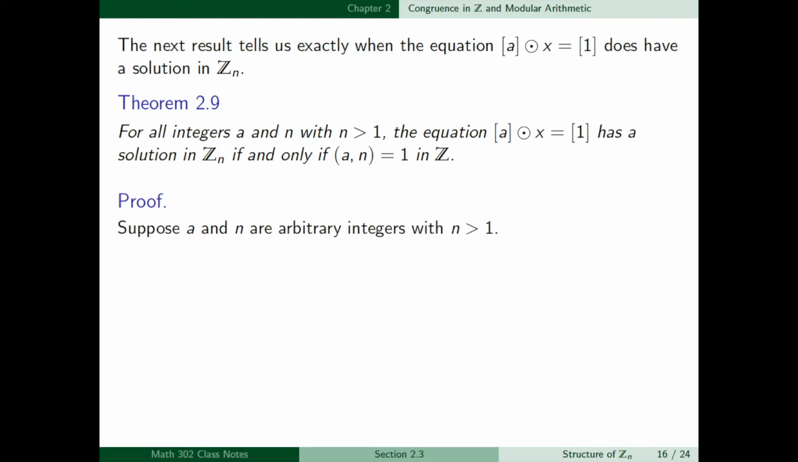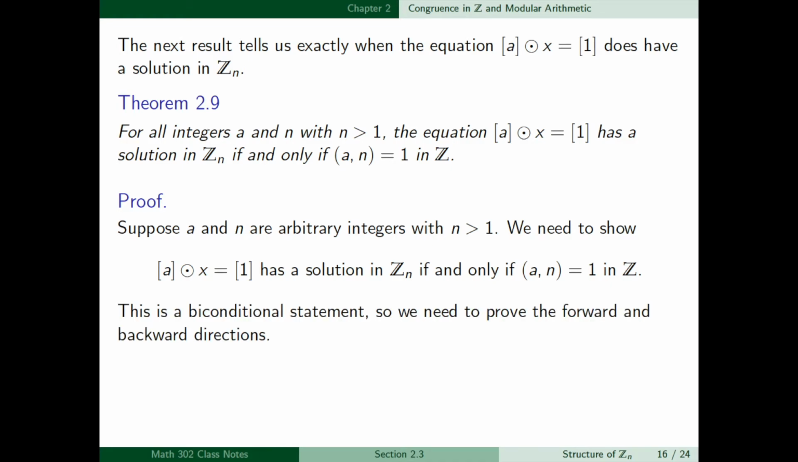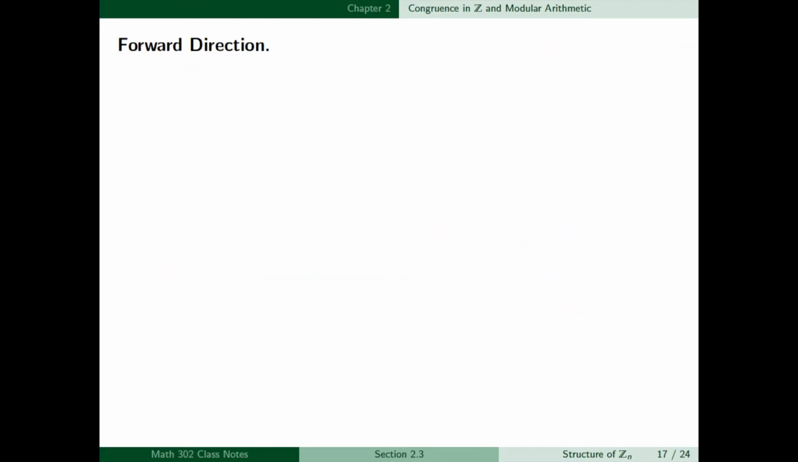So for the proof, let's suppose that a and n are arbitrary integers with n greater than 1. We need to show the condition in the theorem, that the class of a times x equal the class of 1 has a solution in Z sub n if and only if the GCD of a and n is equal to 1 in Z. So this is a biconditional statement, so we need to prove the forward and backward directions. For the forward direction, we'll suppose that the class of a times x equal the class of 1 has a solution in Z sub n.